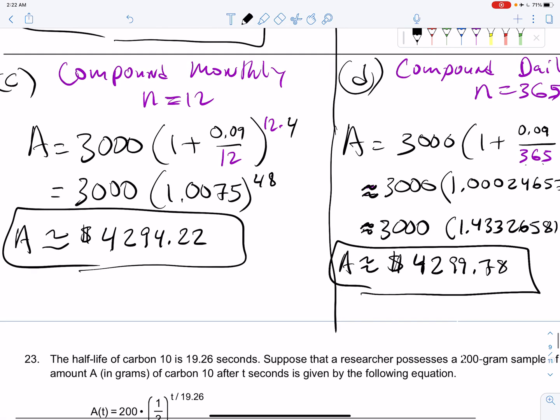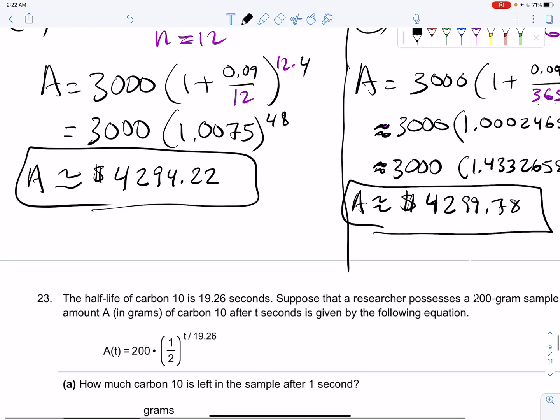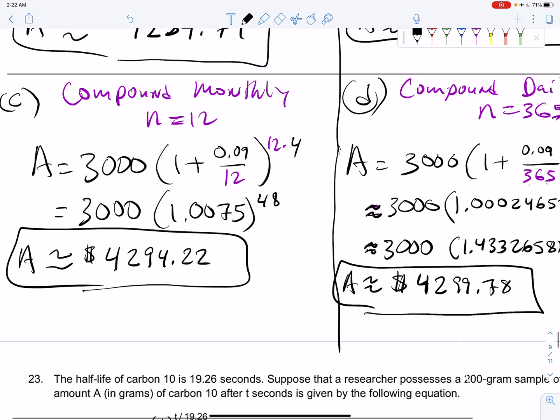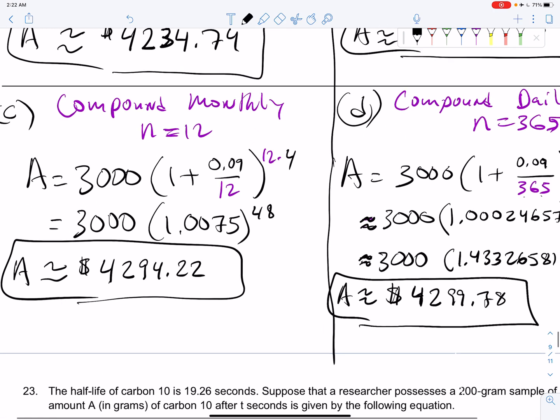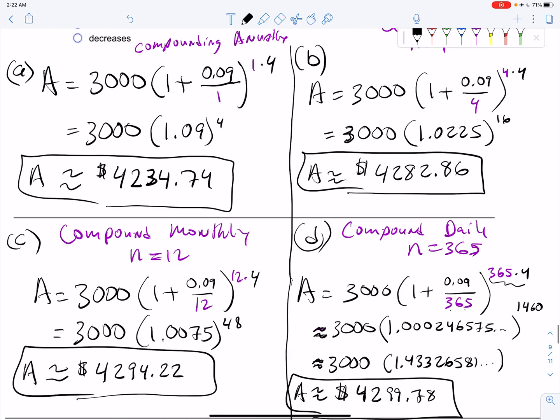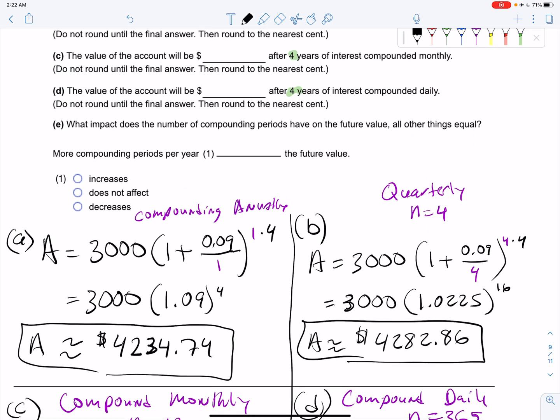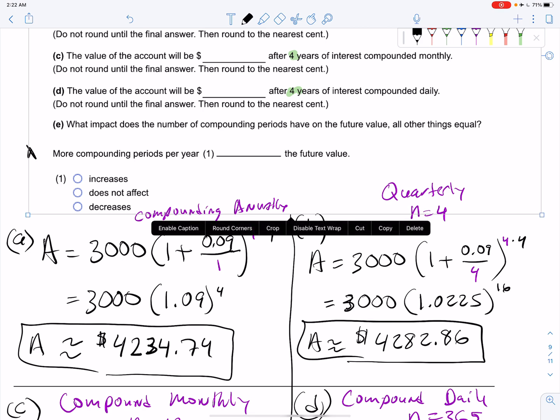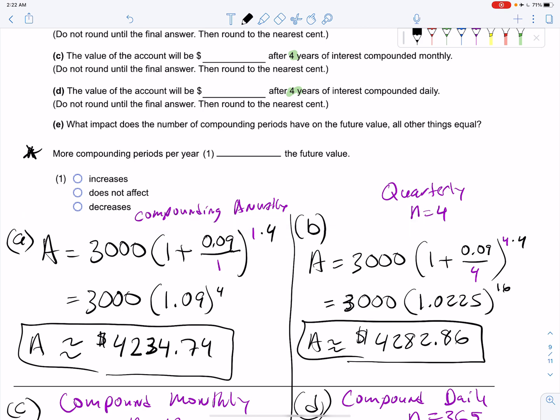And then they ask us this little question. I thought they asked the question on this one. Oh, they asked it up here, so let me zoom out. They asked us a little question at the very beginning. More compounding periods per year, blank the future value. Anyhow, it increases the future value.